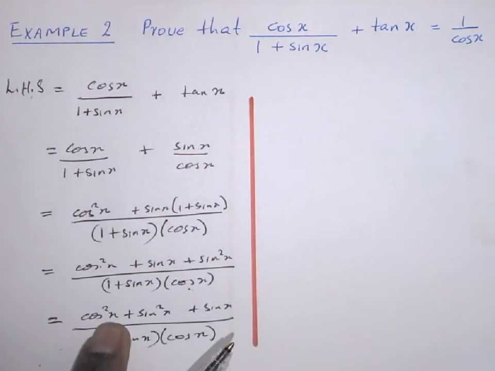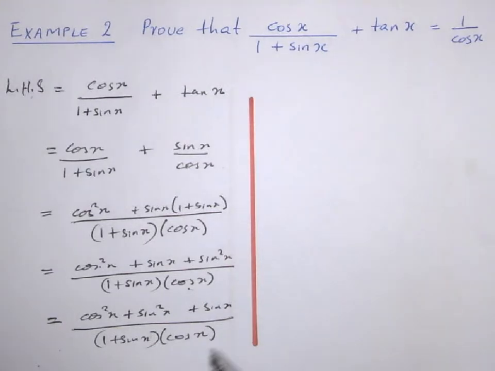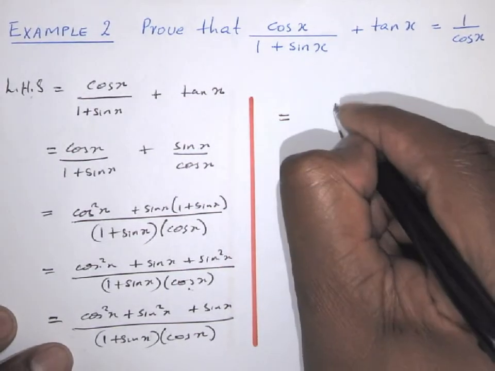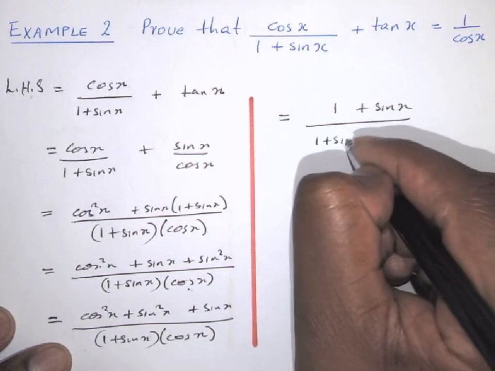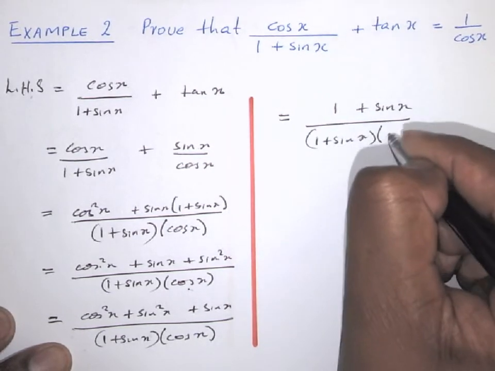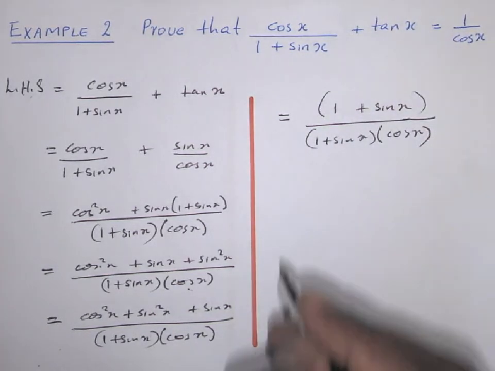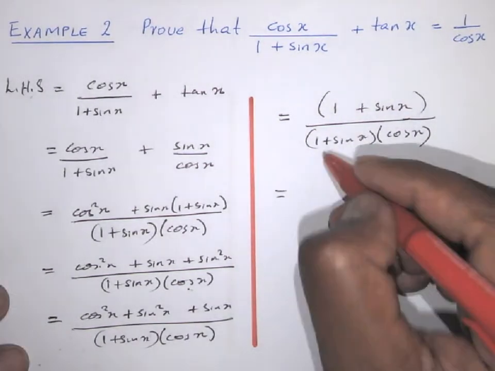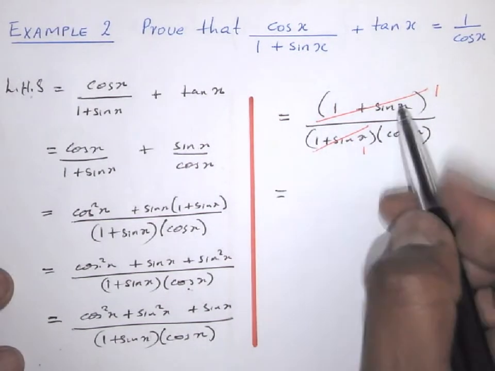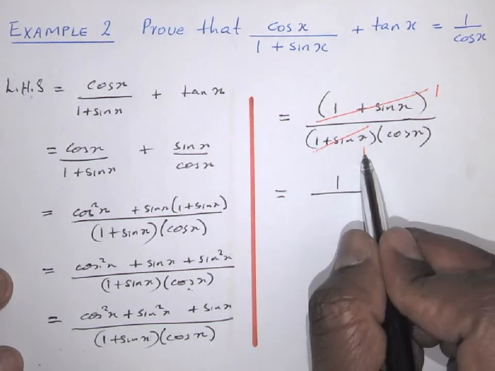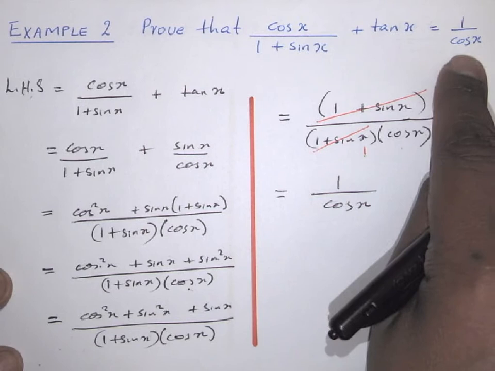But we know what cos squared x plus sine squared x is. Cos squared x plus sine squared x is 1. So on the other side, I've got 1 plus sine x over 1 plus sine x, which is multiplied by cos x. I can put this in brackets. What happens if I put them in brackets? The 1 plus sine x cancels once. So on top as the numerator, I've got 1 over, at the bottom, 1 times cos x, which is cos x. And this is the answer which is given there.